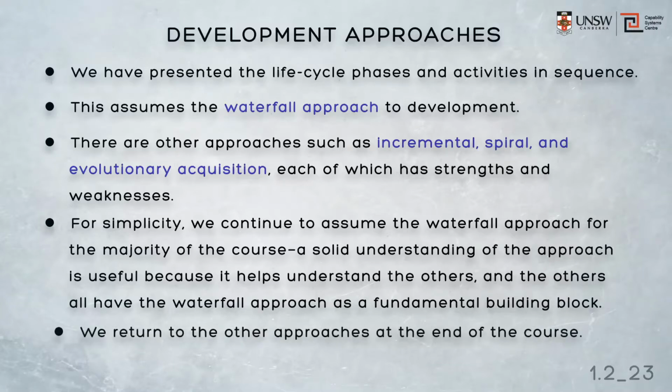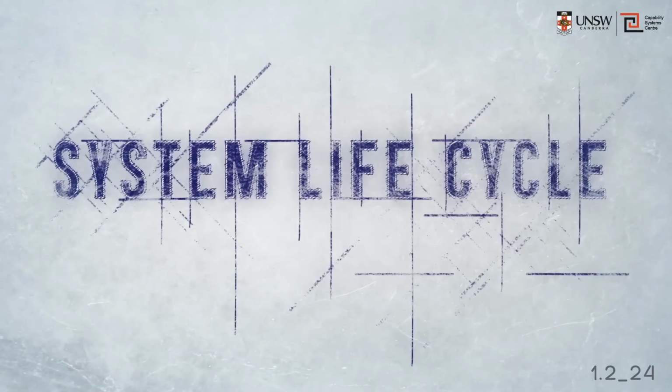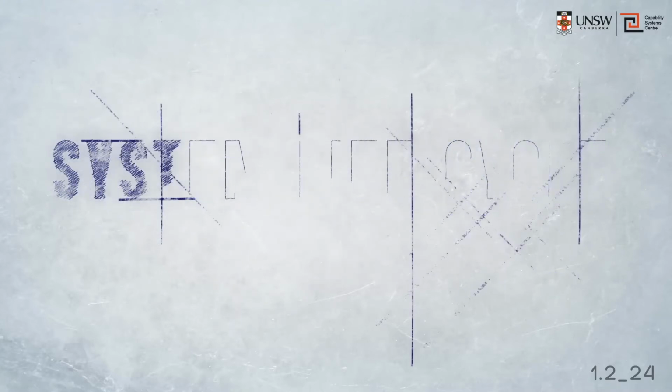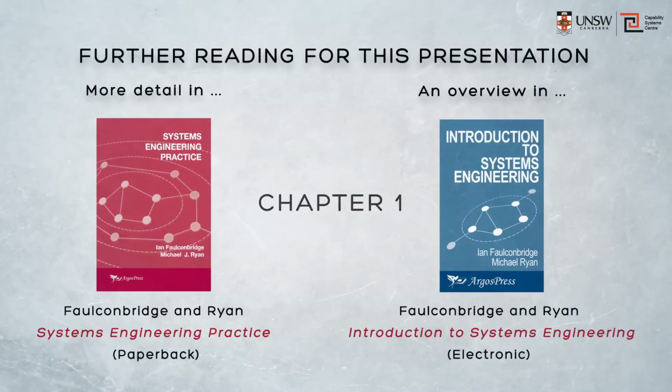Now, we discuss these issues in much more detail at the end of the course when we consider system engineering as part of the various acquisition and development approaches. Well, that completes our brief introduction to systems and to system lifecycle and completes Module 1. In the next presentation, we provide an overview of the discipline of systems engineering before delving deeper into each of the major activities. If you're interested in reading further into the topics we covered in this presentation, you may wish to read the corresponding chapters in the texts associated with the course.